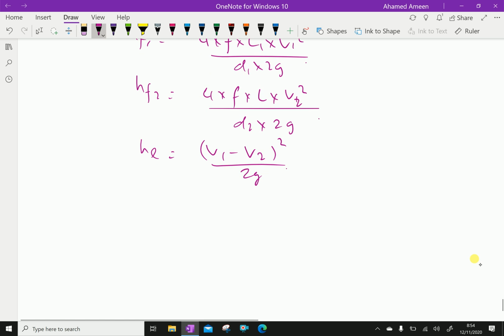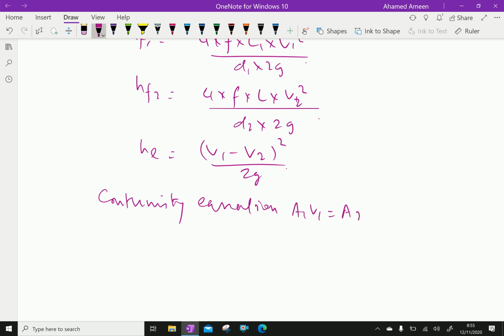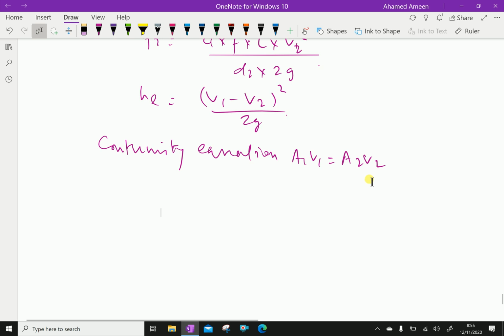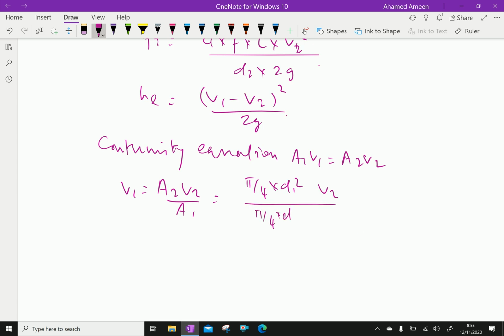Now the continuity equation: A1 V1 equal A2 V2. A1 is the cross section of the first pipe, A2 is the cross section of the second pipe, V1 is the velocity of the first pipe, V2 is the velocity of the second pipe. From that we will get V1 equal A2 V2 by A1. A2 is pi by 4 D2 squared into V2 over pi by 4 D1 squared. Then pi by 4 cancels, which gives D2 by D1 whole squared times V2.